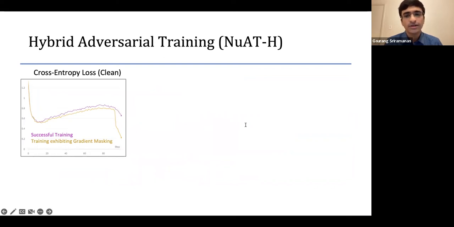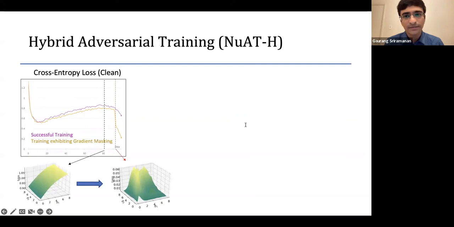It's been observed in prior works that single-step defenses cannot really be used for very long training regimes due to issues related to stability, which is seen during training itself. And while the proposed NuAT single-step defense is significantly more stable compared to prior works, it's not exactly as stable as the 2-step defense NuAT2 for large model capacities and training schemes.